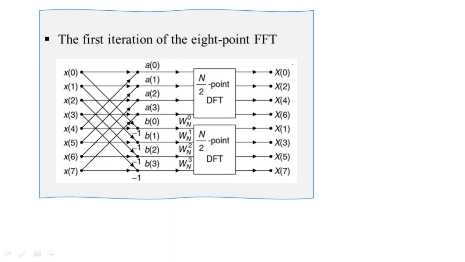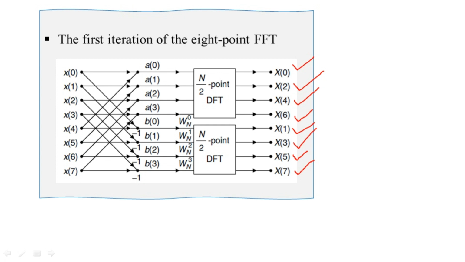We have capital X of 0, capital X of 2, capital X of 4, capital X of 6, first of all, then capital X of 1, capital X of 3, capital X of 5, capital X of 7, which we can rearrange to write down the final answer here.